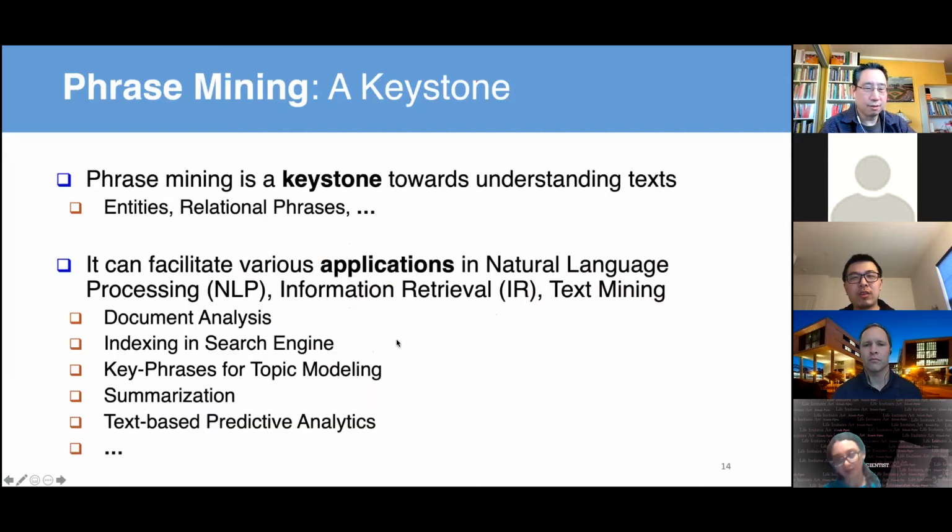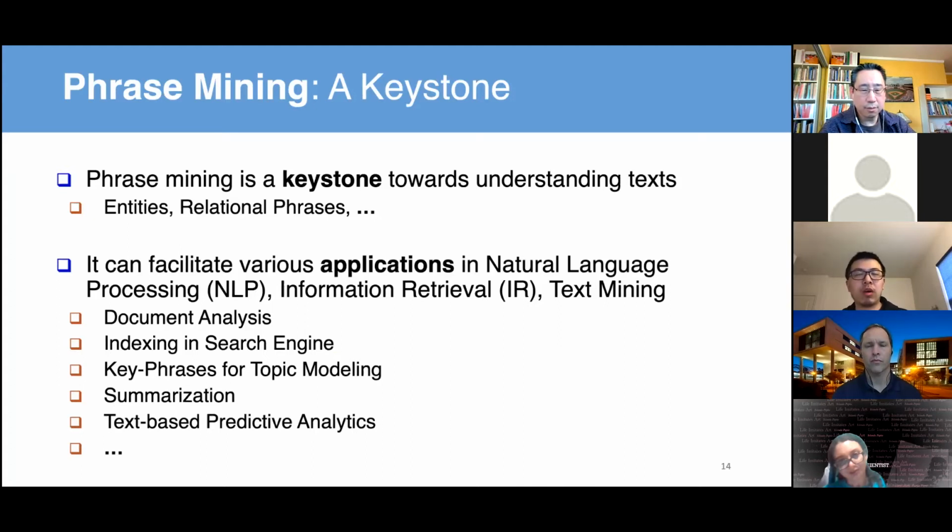So from this example, we can see that phrase mining is a keystone towards text understanding. Without these phrases, a few unigrams are actually getting together, forming a phrase, and it's hard for you to understand their semantics. Phrase mining can clearly benefit a lot of downstream applications in NLP, information retrieval, and text mining.